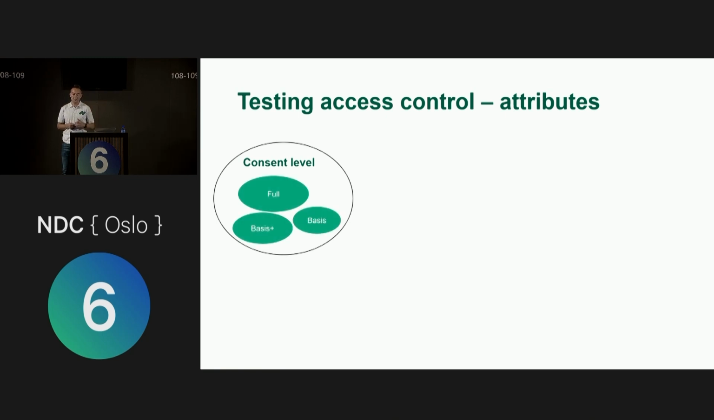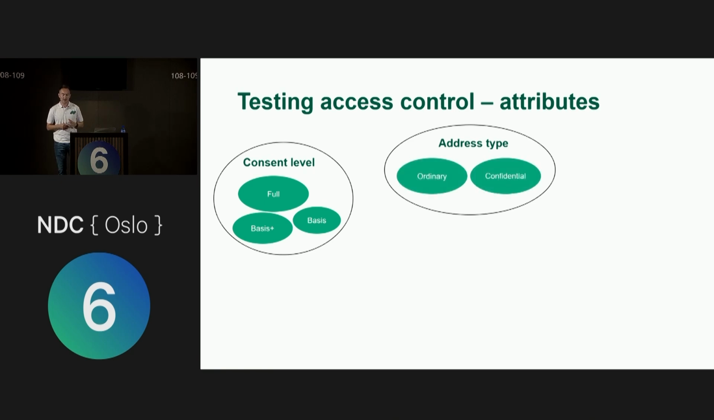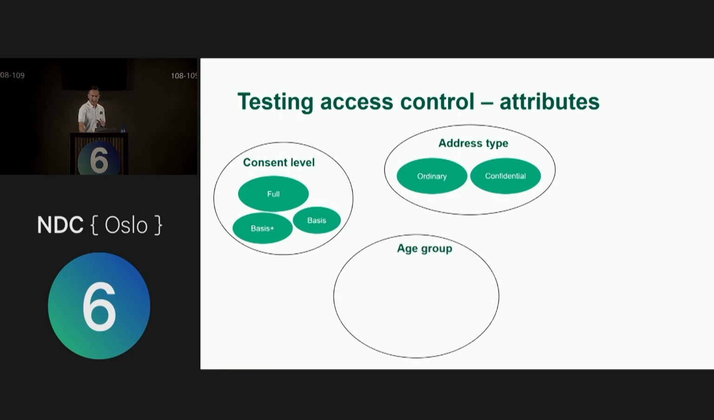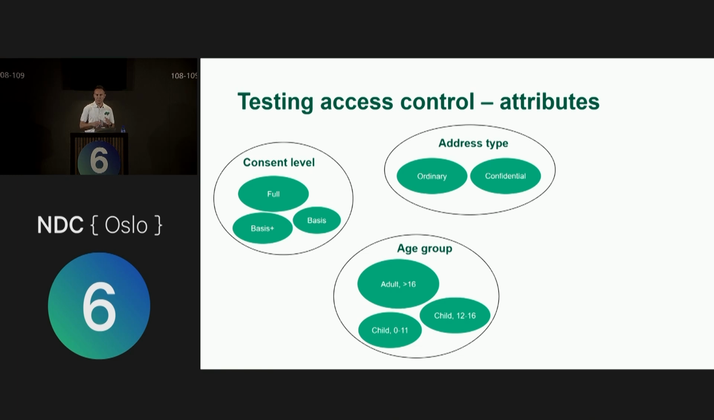which can be full, basis plus, or basis. And another attribute is address type. Some people in Norway need protection, so they have a confidential address. So address type has two values, ordinary and confidential. Another one is age group. The portal can also be used on behalf of children. So we have three age groups: adults, who are older than 16 years old, children from 0 to 11 years old, and children from 12 to 16 years old.